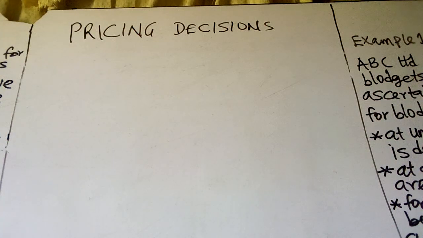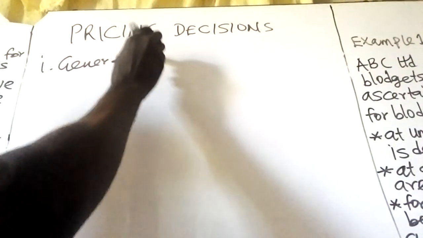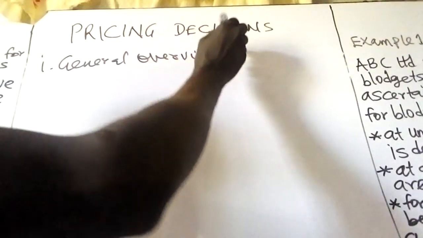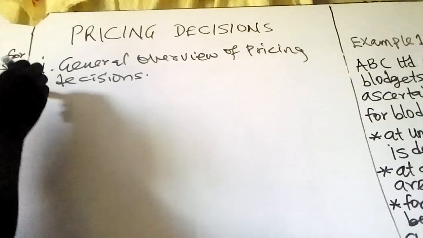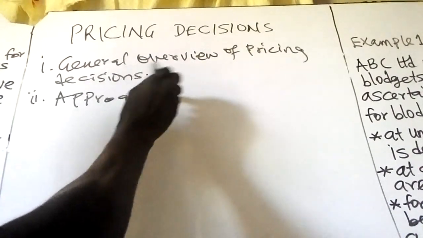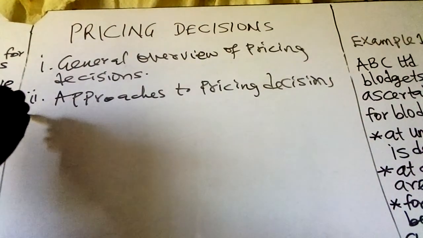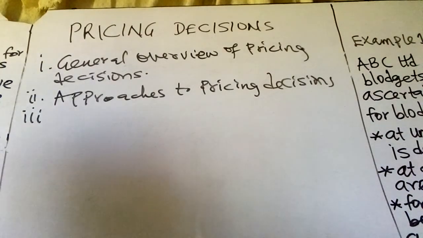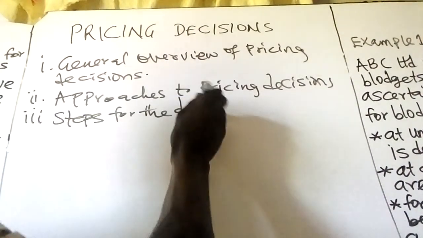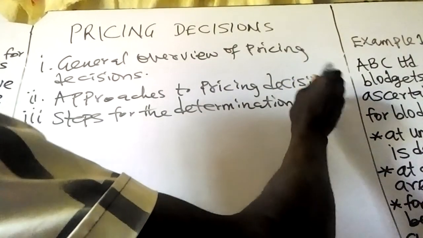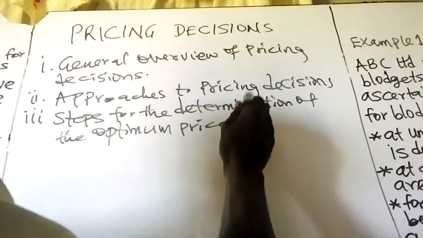Pricing decisions. In this presentation, I will examine the following. Number one, a general overview of pricing decisions. Number two, I will examine the approaches to pricing decisions. Number three, I will consider the steps for determining the optimum price of a product.